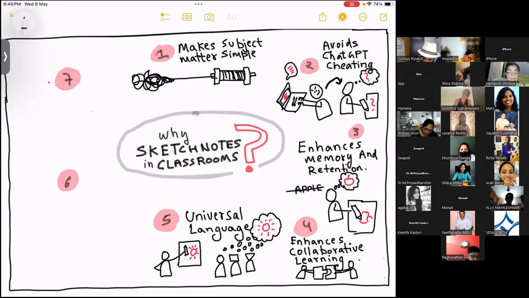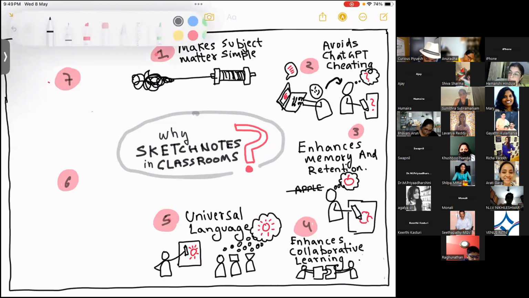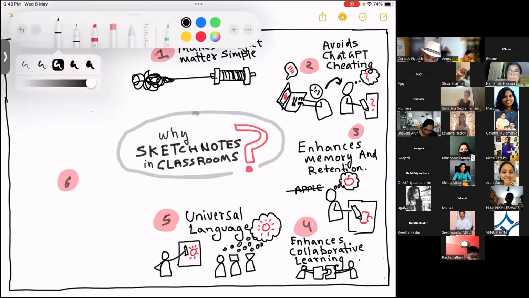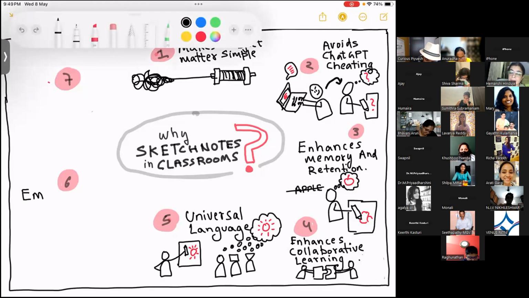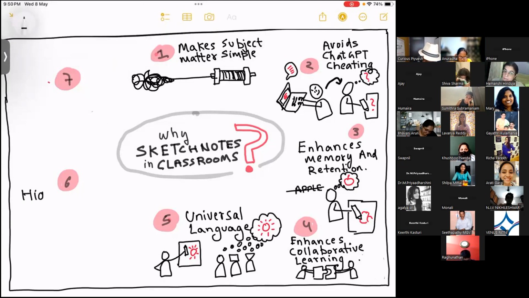Let's complete the points. So point number 6, give me 2 more points, folks. Emotional connect, okay. Emotional connect with whom? With the teacher. Students. Hidden emotions coming out. Okay, hidden emotions. Emotional connect can also be like students taking ownership of their learning. Yeah, okay, we'll write it in 7 point.